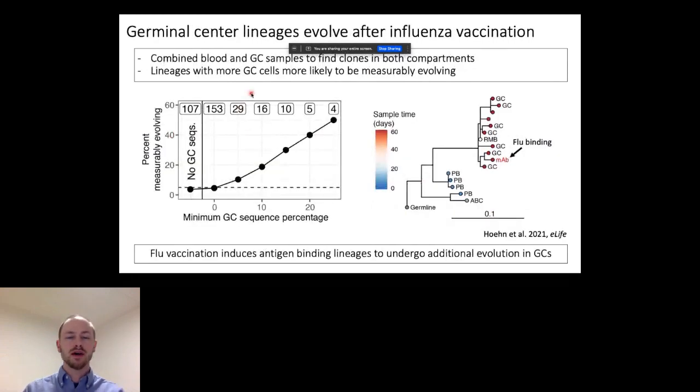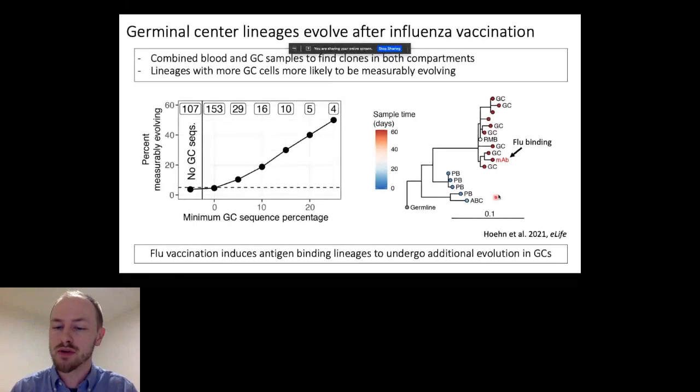And what we find is that if we look at lineages that contain both blood and germinal center samples, lineages that only contain blood sequences are very rarely measurably evolving, but lineages with a high proportion of germinal center sequences are much more likely to be measurably evolving. So more germinal center cells equals more evolution.